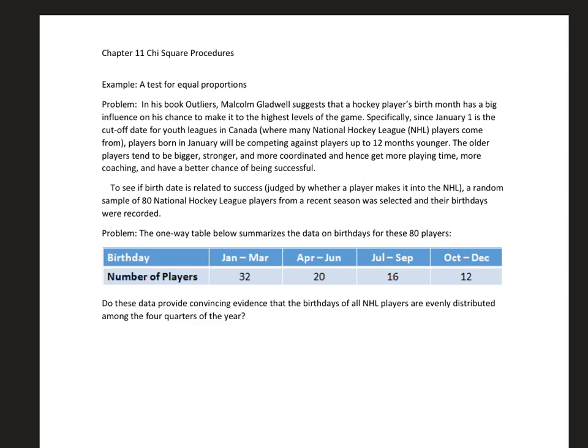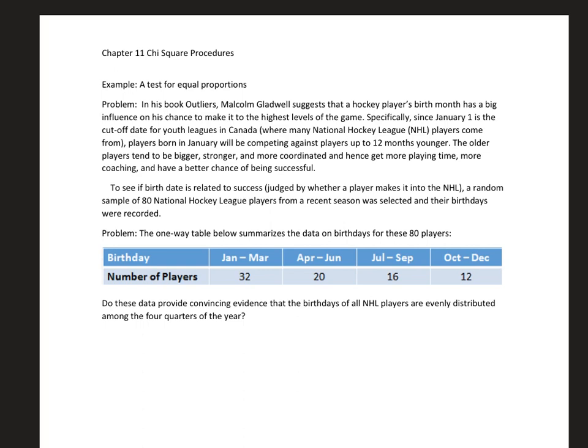So we're going to run our first test. This is a problem that was in Malcolm Gladwell's book Outliers. Malcolm Gladwell suggests that a hockey player's birth month has a big influence on his chance to make it to the highest levels of the game. Specifically, since January 1st is a cutoff date for youth leagues in Canada, players born in January will be competing against players up to 12 months younger. The older players tend to be bigger, stronger, and more coordinated, and hence get more playing time, more coaching, and have a better chance of being successful.